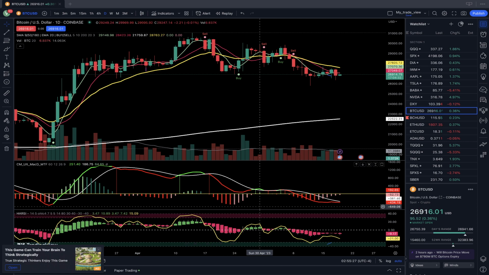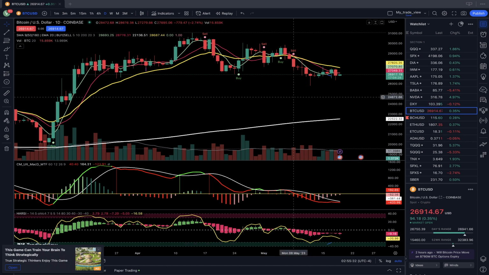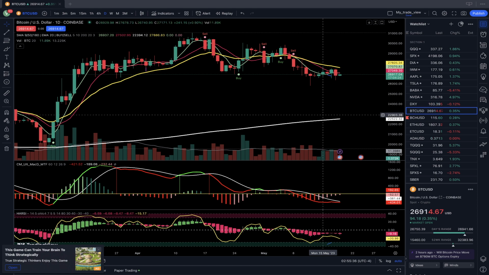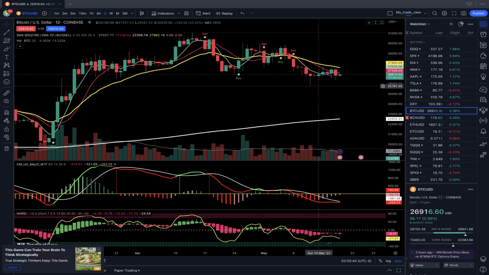That's all. Very simple. It's not easy because emotions are involved, but if you trust your indicators and follow just the indicators, indicators do not have emotions, you will be successful.